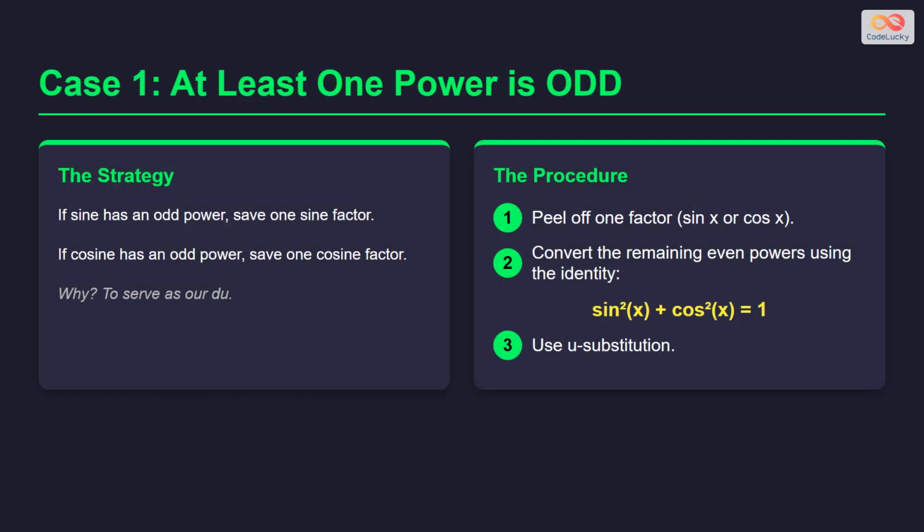Case number 1 is the easier scenario, when at least one of the powers is odd. It does not matter if it is sine or cosine. If you see an odd power, your strategy is simple: peel off one factor. If sine is odd, save one sine. If cosine is odd, save one cosine. This single factor will eventually become part of your du term.